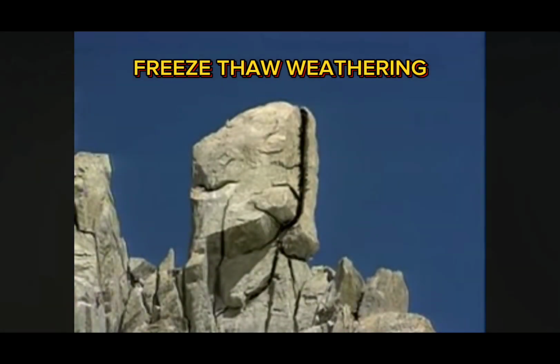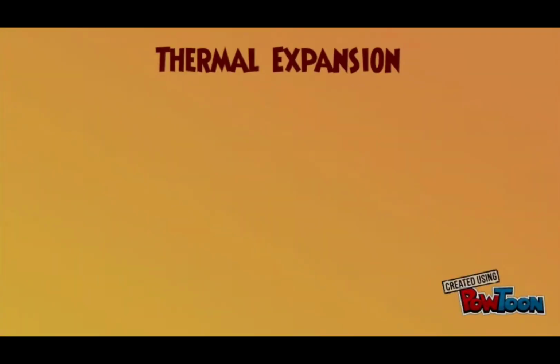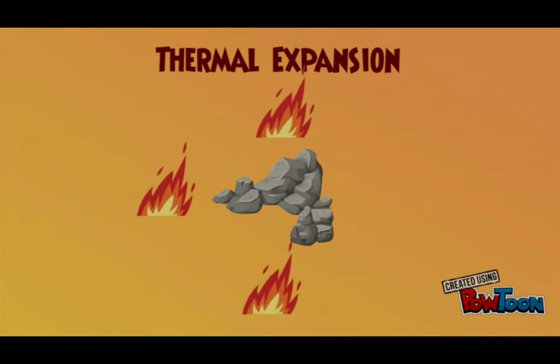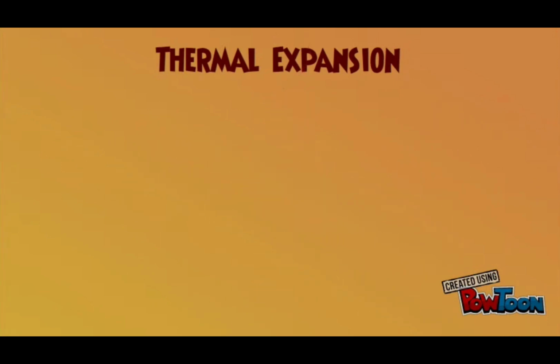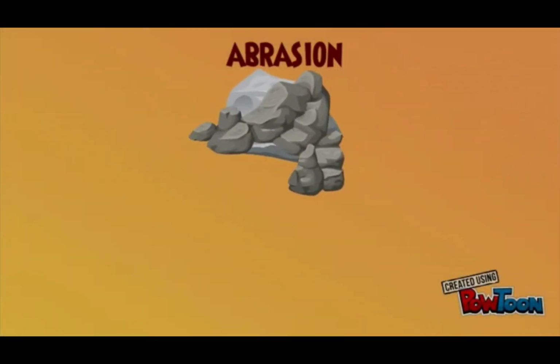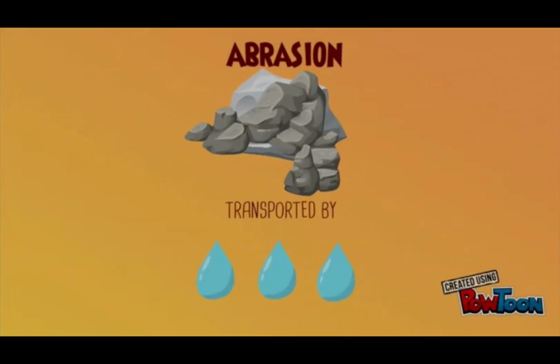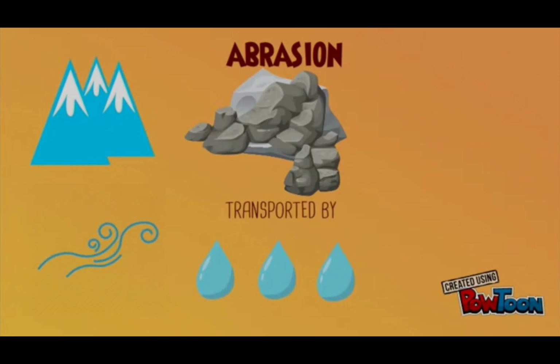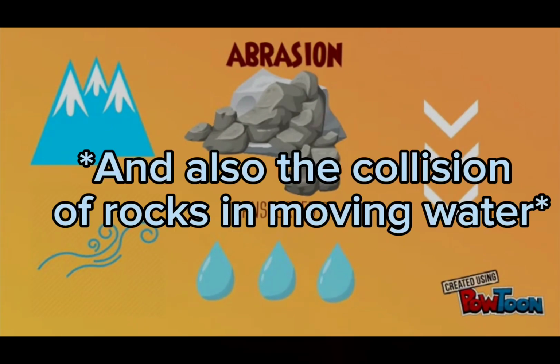In thermal expansion, the reason is temperature. Heating and cooling of rocks repeatedly results in expansion and contraction of the rock. Gravity is the cause of abrasion, for example when rocks tumble down a mountainside and hit another rock, breaking it into fragments. So now let's talk about chemical weathering.